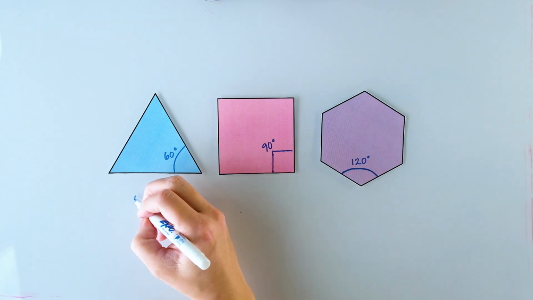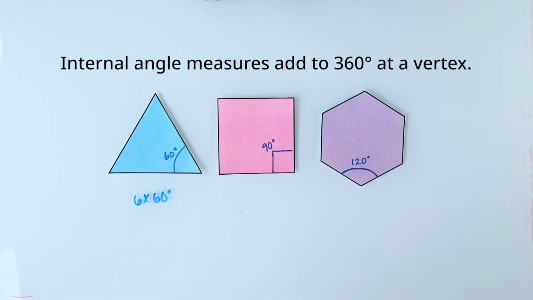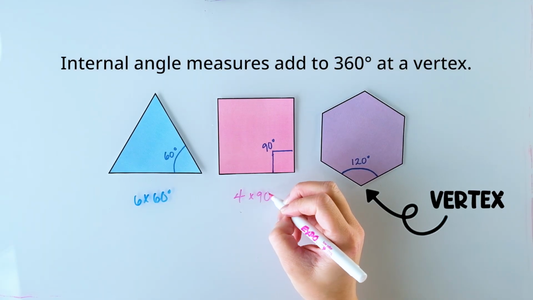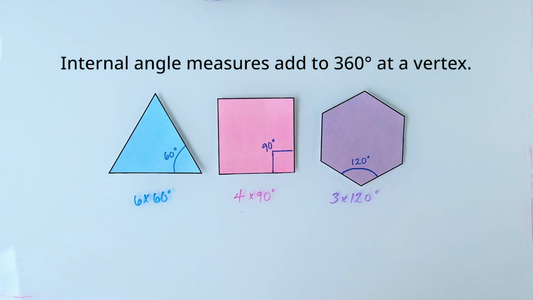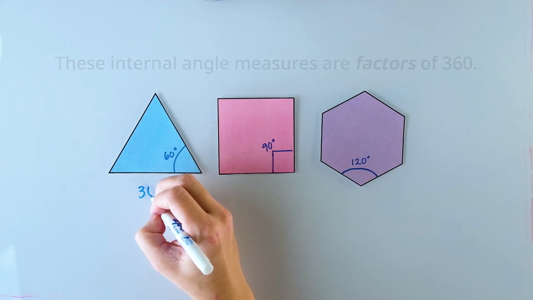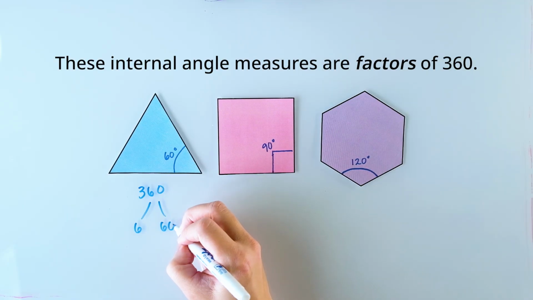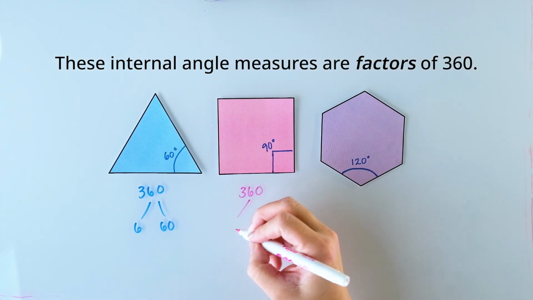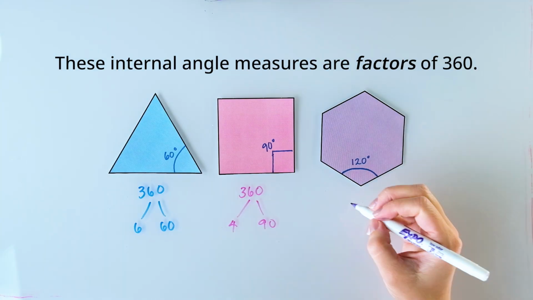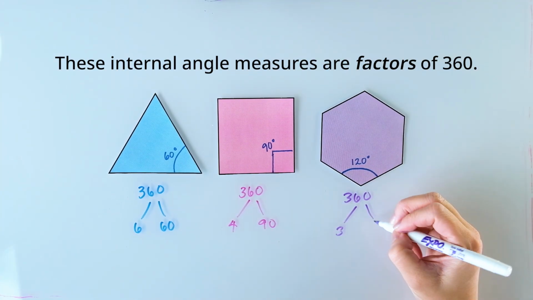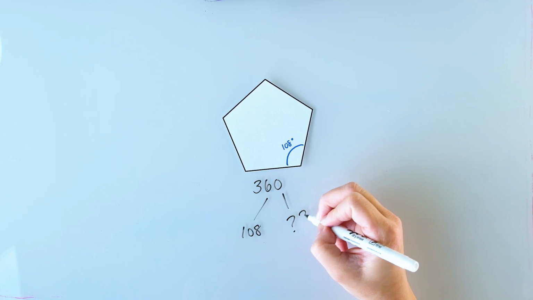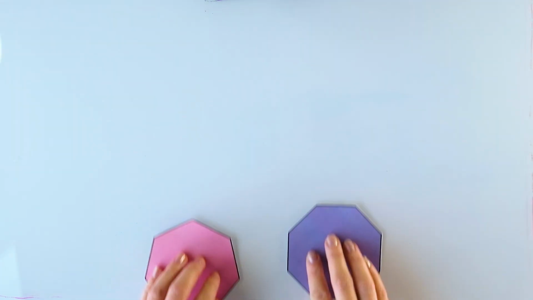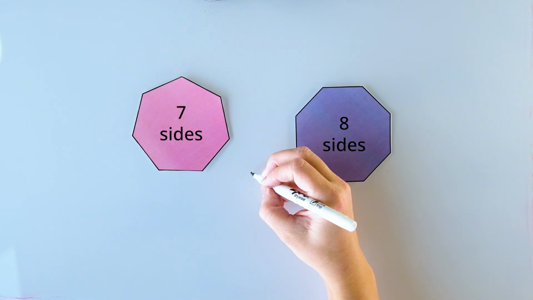We can see why this is the case if we look at the math. When these polygons come together at a vertex, all their internal angle measures add up to 360 degrees. The internal angle measures of triangles, squares, and hexagons are all factors of 360 degrees. In other words, they're able to add up to a full circle's worth of rotation. But for other regular polygons, that's just not possible. A pentagon has an internal angle measure of 108 degrees, which is not a factor of 360. Neither heptagons nor octagons have angles that could add to 360 degrees either.